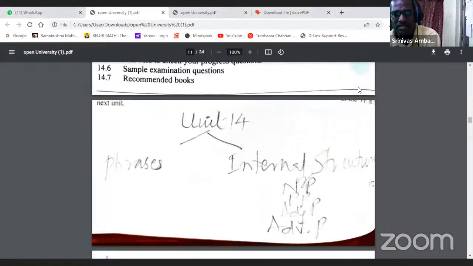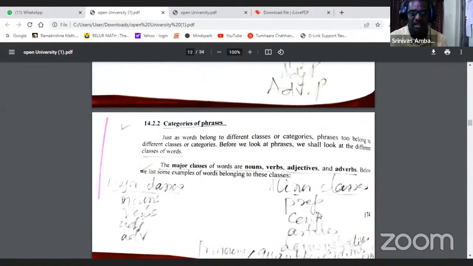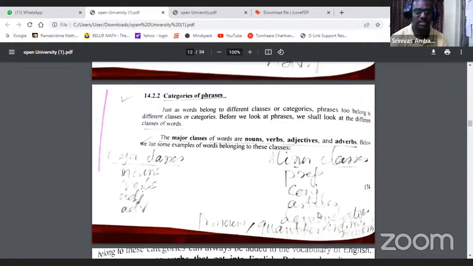See, I have just simplified for you after reading this. So it has phrases and internal structure. In internal structure, NP means noun phrase, and a prepositional phrase, adjective phrase, or adverb phrase. So phrase is divided into 4 different categories. Clear?